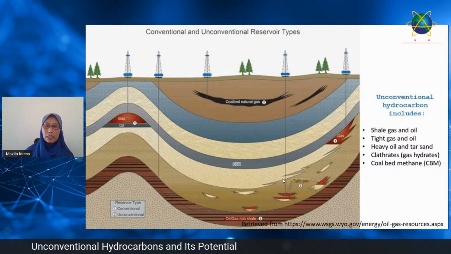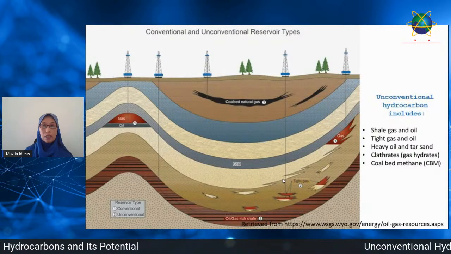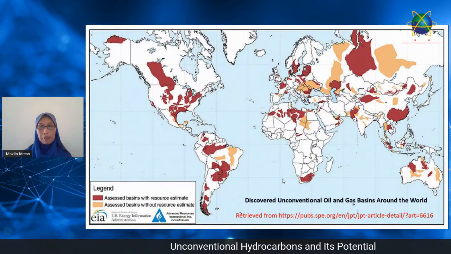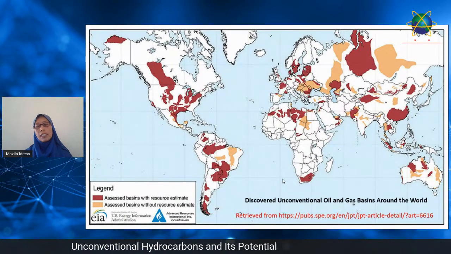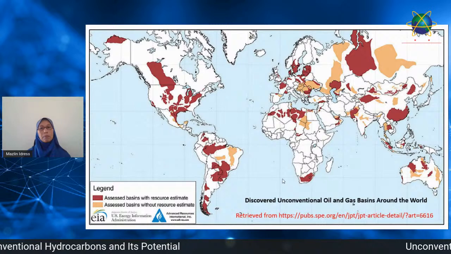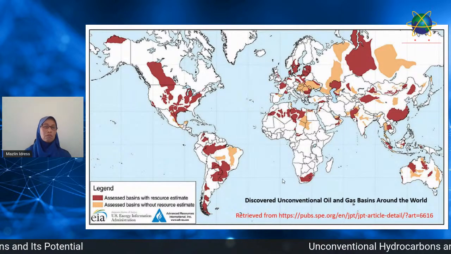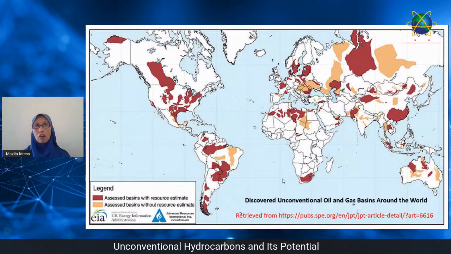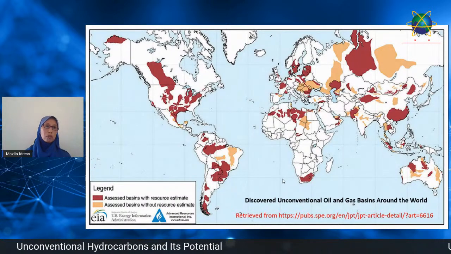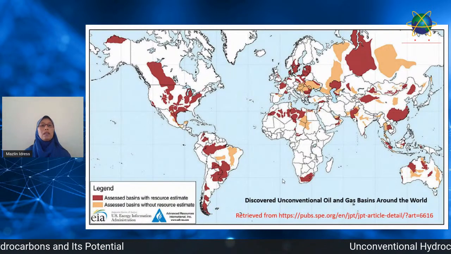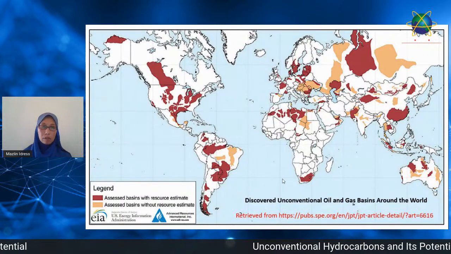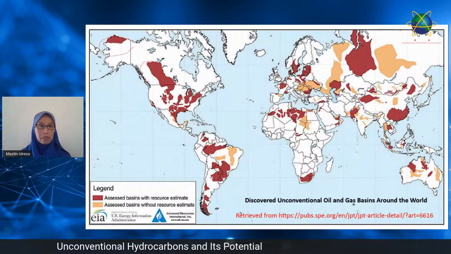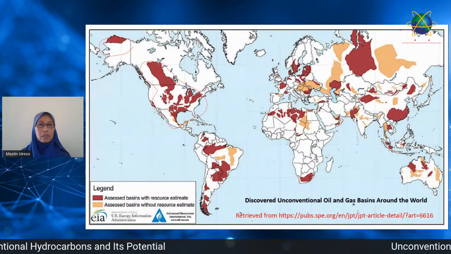Then let's look at the map showing discovered unconventional oil and gas basins around the world. Mostly the unconventional hydrocarbons are found onshore. You can see that this area, these are onshore fields.